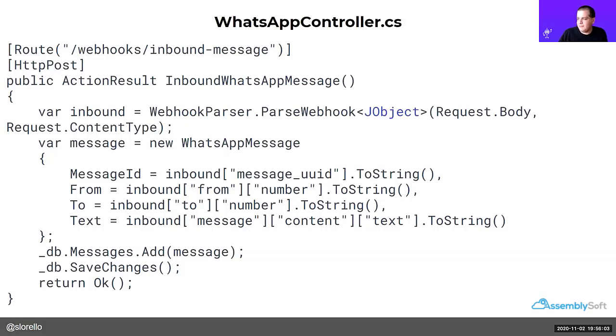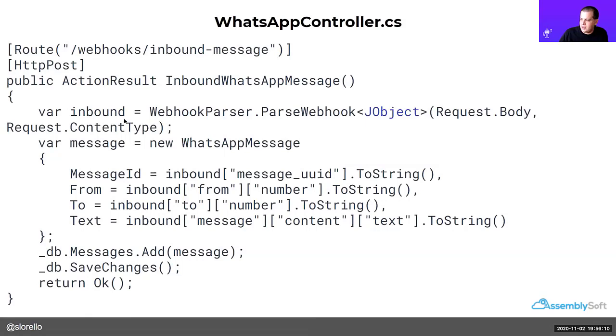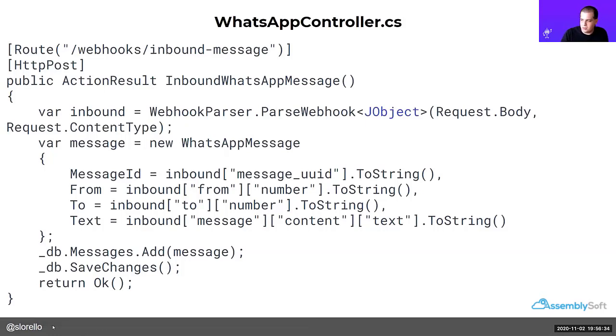So in here, we have this route set up at the base of our server, /webhooks/inbound messages, and it's going to parse out a JObject from the request body. Then it's going to create a WhatsApp message, that model that we looked at earlier. It's going to add that message to the database, save those changes, and then return a 200 to the requester so that it knows that this server was able to understand my request, and so it can stop sending them.